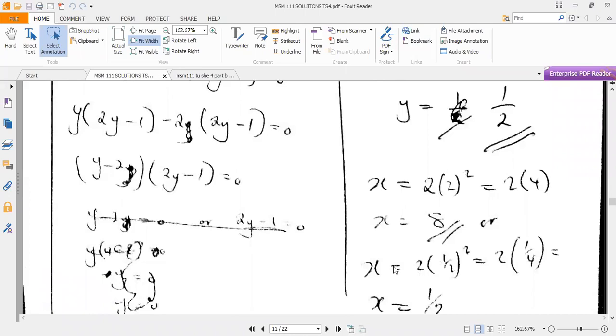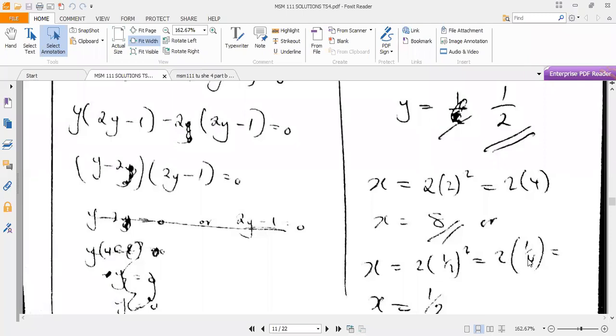So we come here again, we have x is equal to 2 y squared. Where there's y, we put a half, since here our next value for y was half, isn't it? So when you put a half there, we have 2 times. What is half to the power 2? It's simply 1 over 4.